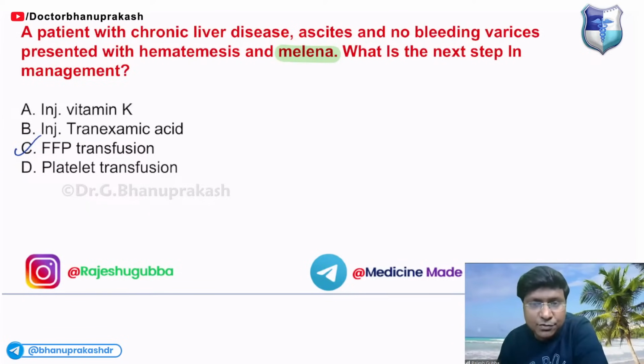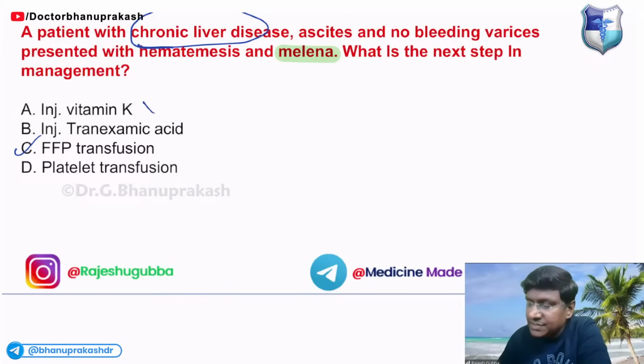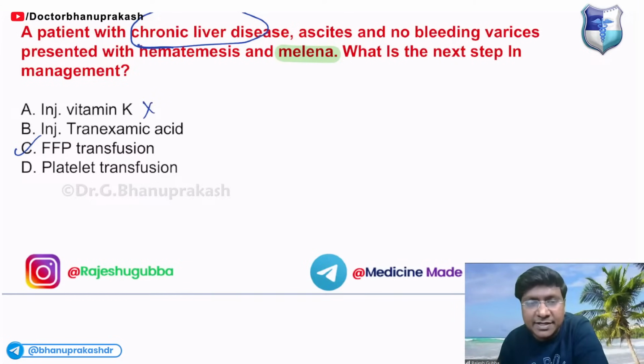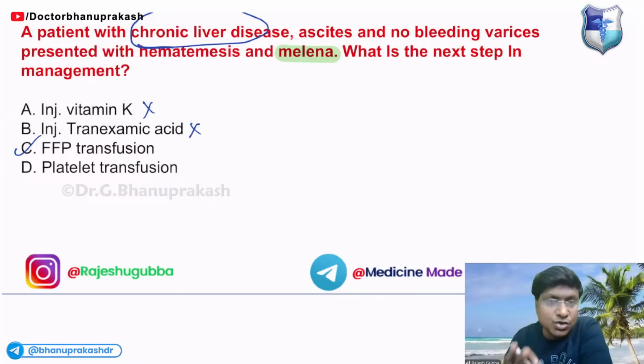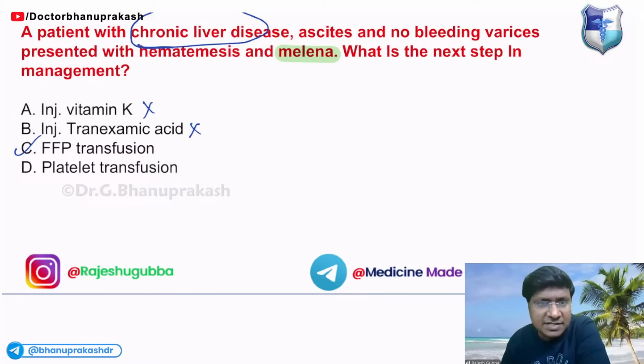Why are you giving fresh frozen plasma? See, the patient has chronic liver disease. When the patient has chronic liver disease, can the liver synthesize the coagulation factors? No. Vitamin K is required for synthesis of factors 2, 7, 9, 10 by the liver. But here the liver itself is damaged. So is vitamin K useful? No. Vitamin K is of no use. Tranexamic acid will stop only the bleeding, but it will not treat the underlying cause. So there is no use of tranexamic acid here.